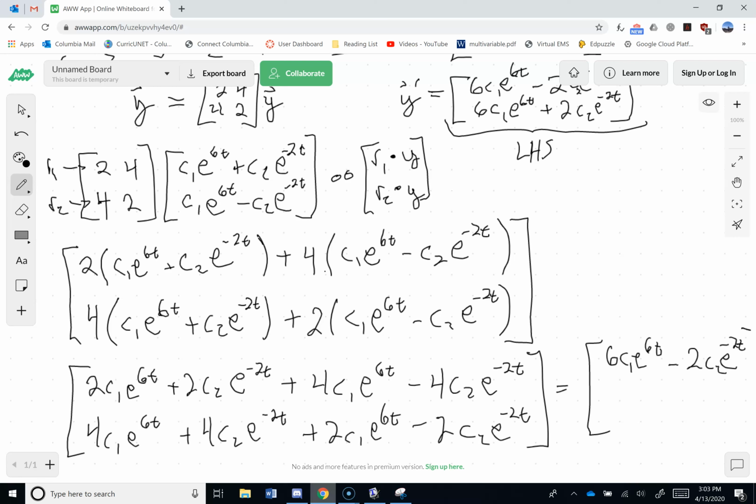Perfect. Okay, so this thing here is the right-hand side. No, all Emma did was combine like terms.